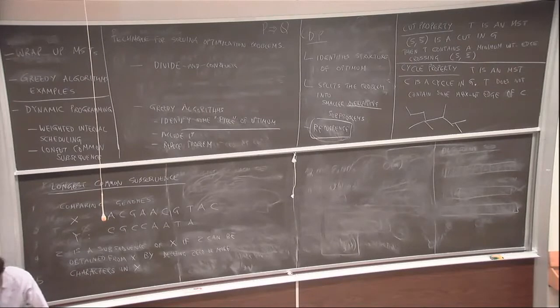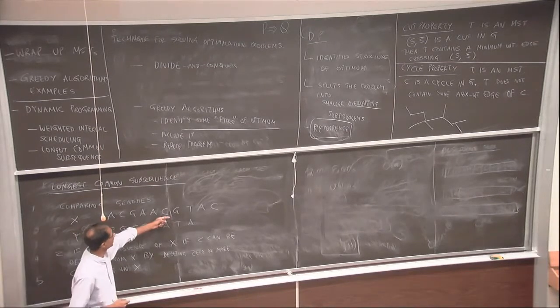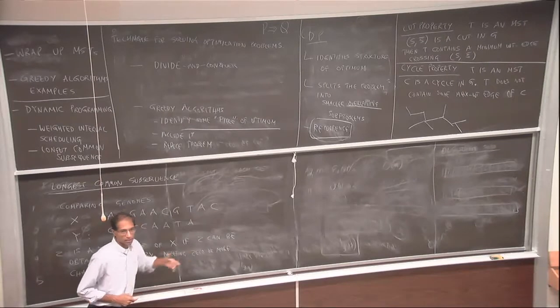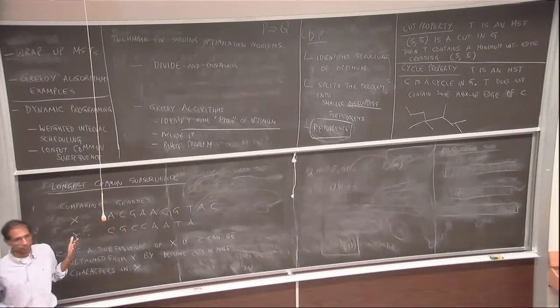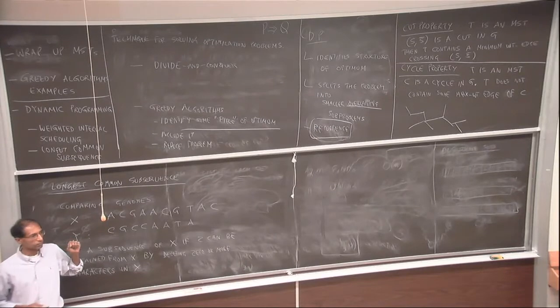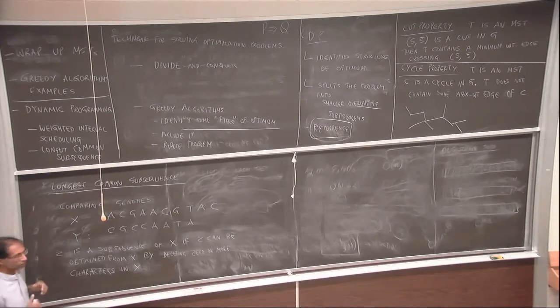Okay? For example, G, C, T, C is a subsequence of X. The order matters. It doesn't matter that they are contiguous. That's all that matters. Is the definition of a subsequence clear?